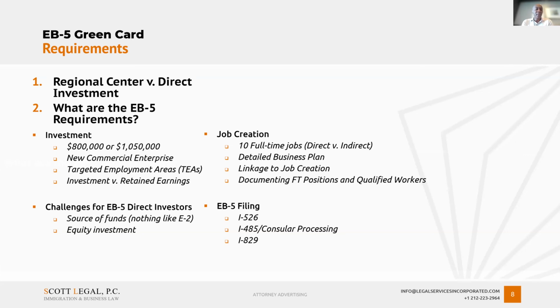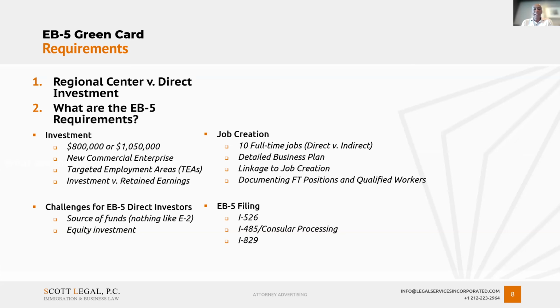The source of funds, as I said, a lot of people move from E2 to EB5. Both visas have the source of funds requirement, but the source of funds requirement for EB5 is much more extensive. And then the EB-5 filing, it's going to be an I-526 petition for most categories, especially when it is the $800,000 investment. The category is current right now.